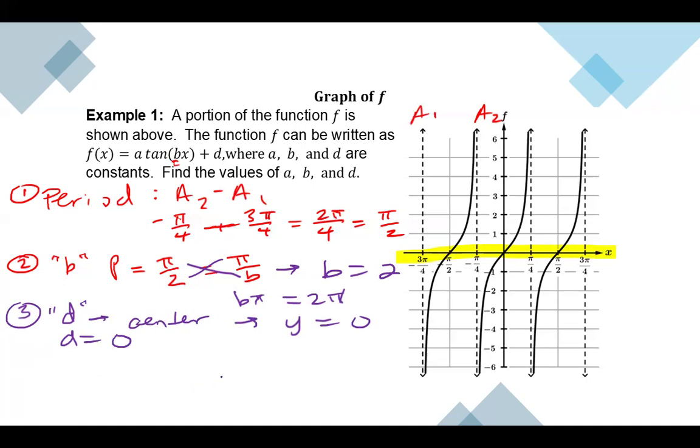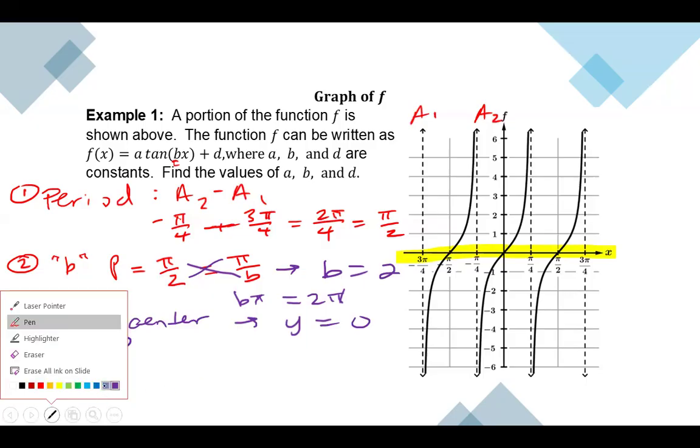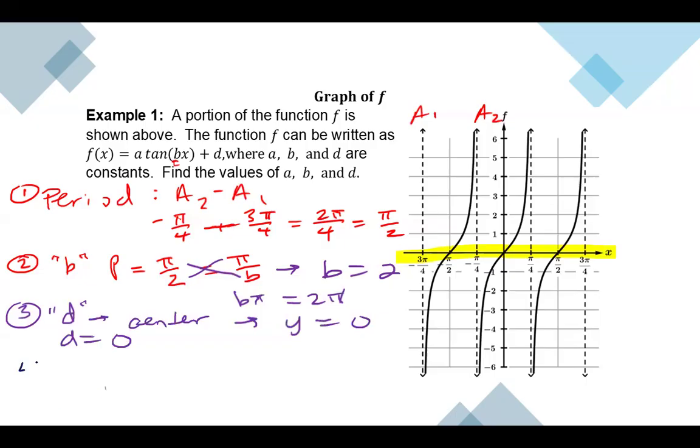How do we feel about finding the d? Good? Okay. Last is going to be finding your a. Your a is where you have to do a little bit of math. So to find our vertical dilation, the a, you're going to plug in everything you know and solve.